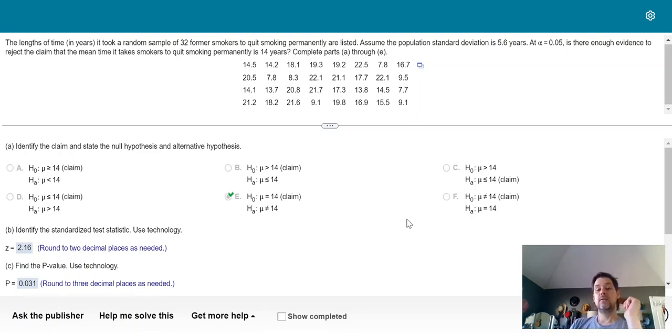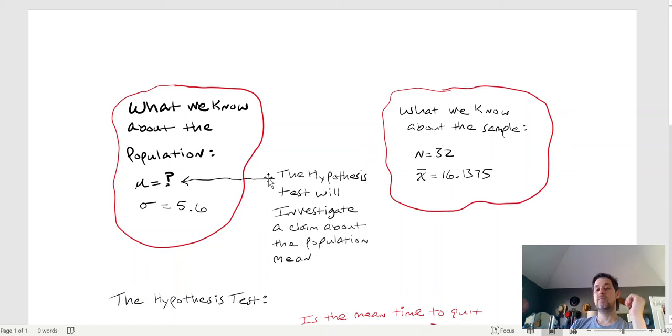Okay, so I have made some notes about this problem I wanted to go through. So we have information about the population and we have some information about the sample. We start there and make sure we can differentiate between the two. As far as the population goes, we know the population standard deviation. That was given. You don't have to figure that out. And mu here, it's a Greek letter mu, is the population mean. Now we don't know that, but we're trying to figure out by way of the sample if we can make some claim about that, okay?